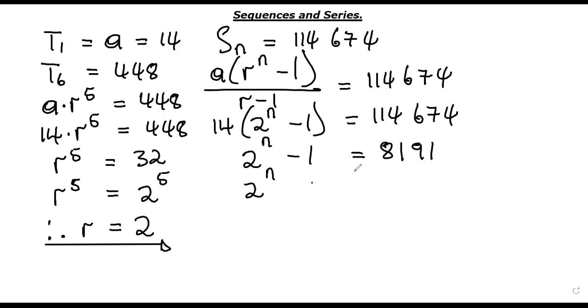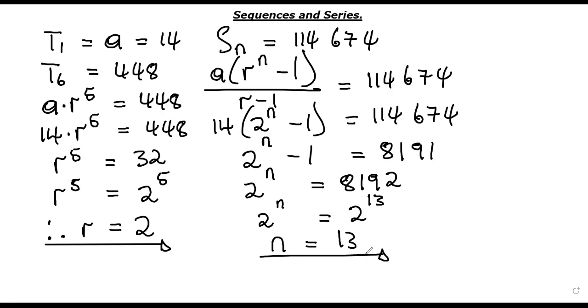And then from this point, we take this one to the right. It becomes positive. So the total sum becomes 8192. So if we write 8192 in exponential form to base 2, it's just going to be 2 to the power 13. Do you see that? So we say when the bases are the same, we equate the exponents. So n will just be 13.